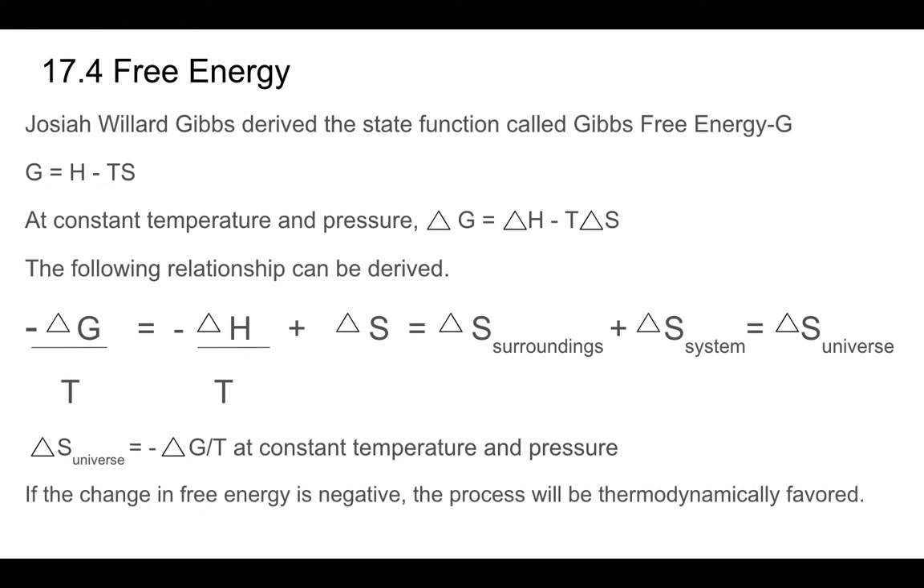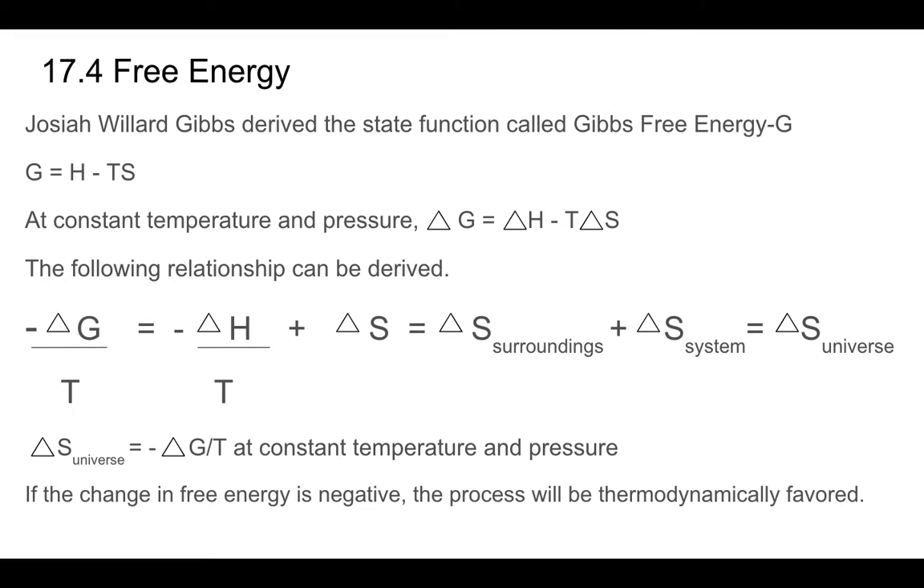Now, if you recall, negative delta H over T was the equation for the change in entropy of the surroundings. So what we have done here by dividing both sides by negative T, or multiplying by negative 1 over T, is we have created the right side of the equation to now equal delta S of the surroundings, negative delta H over T, plus delta S of the system, delta S. And so what we've done is we've converted this equation so the right side of the equation equals delta S of the universe.